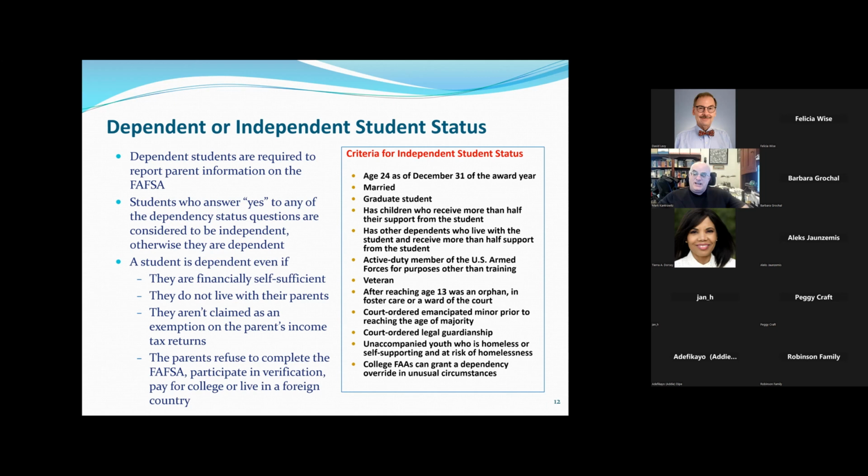That is not the same as emancipation, emancipated minor, where the student is becoming an adult prior to reaching the age of majority. So, emancipated minor is an independent student. Emancipation as part of a divorce decree is still a dependent student. With regard to legal guardianship, a guardianship drafted by an attorney is not sufficient. It must be determined by a court in the student's state of legal residence.